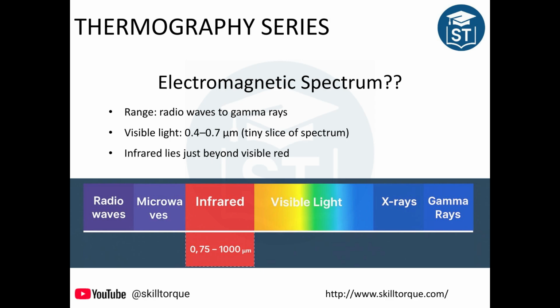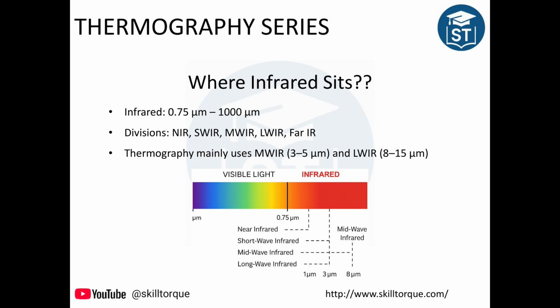while the IR rays that our thermography camera is detecting lie beyond the visible light. Its wavelength starts from roughly around 0.7 and goes up to 1 millimeter, or you can say 1000 microns. Further, this IR radiation is also divided into 5 groups. One is NIR, that is the near infrared.